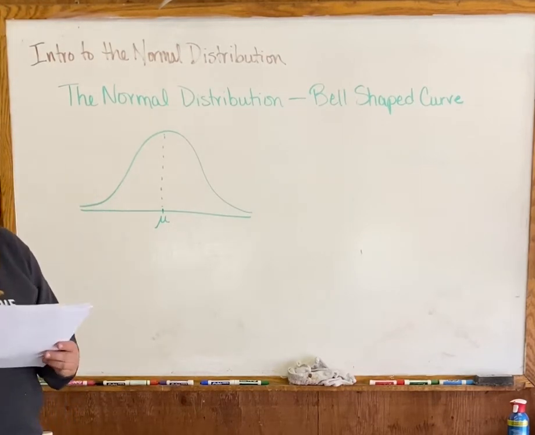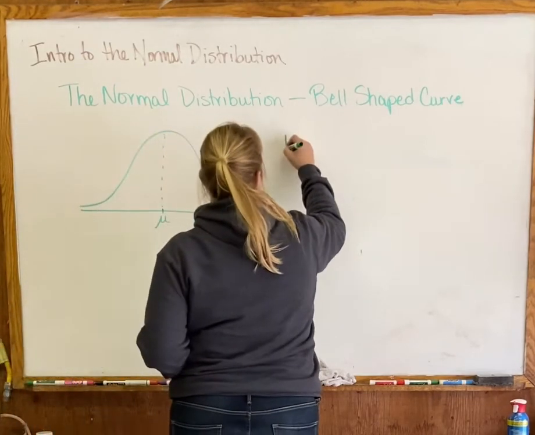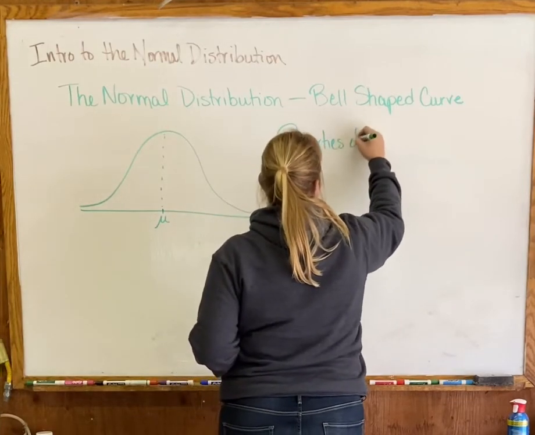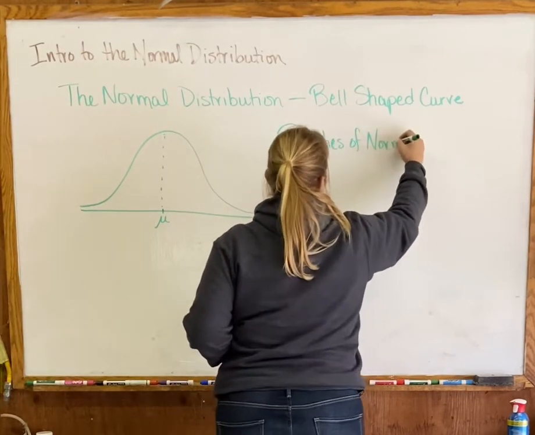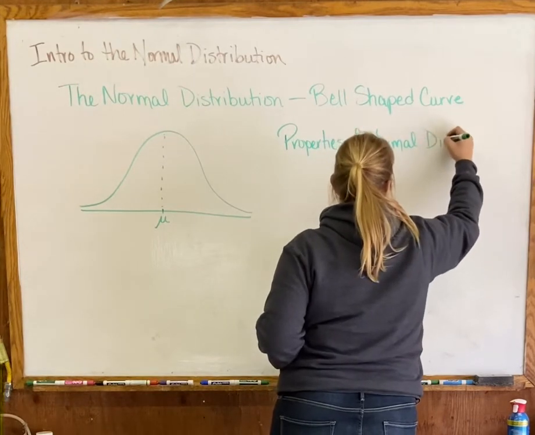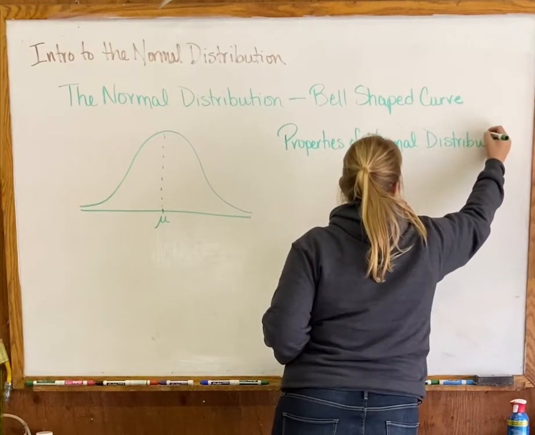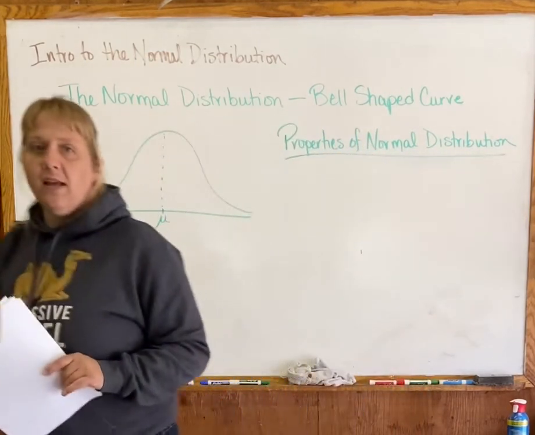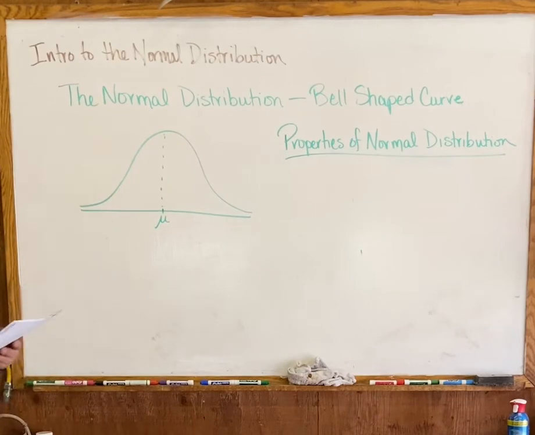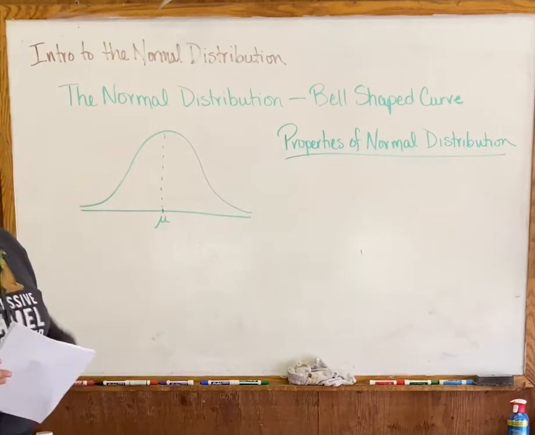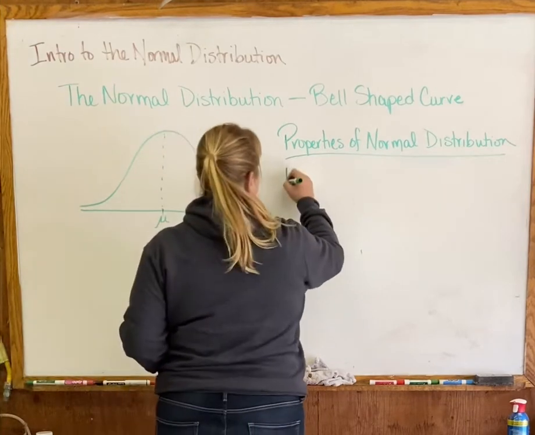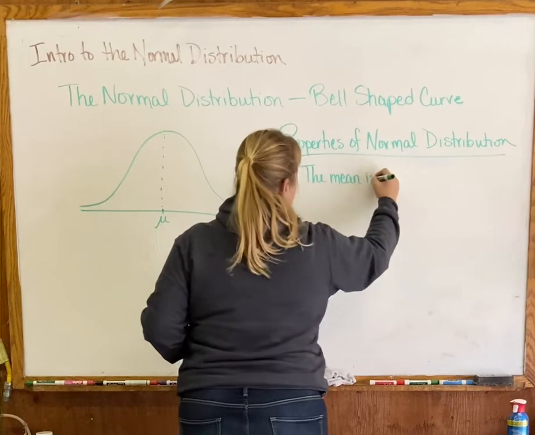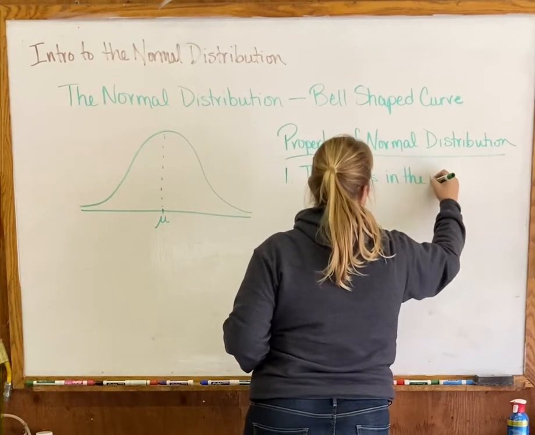Okay, so let's look at what we call the properties of the normal curve, or the normal distribution. So these are just some things that we noticed just from looking at this graph. So the first thing we noted was that the mean was in the middle. So we say the mean is in the middle.